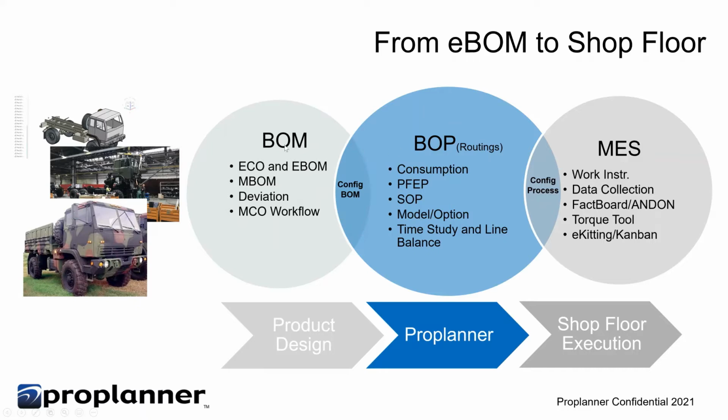So these two elements, the bill of material manipulation and bill of process, are completed in our assembly planner system. We now have an MES, or a shop floor extension, that does all of this, and I'm going to be focused on the Factboard and the ANDON piece today.